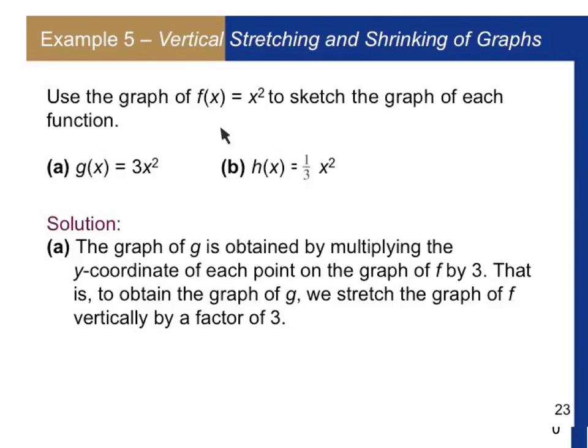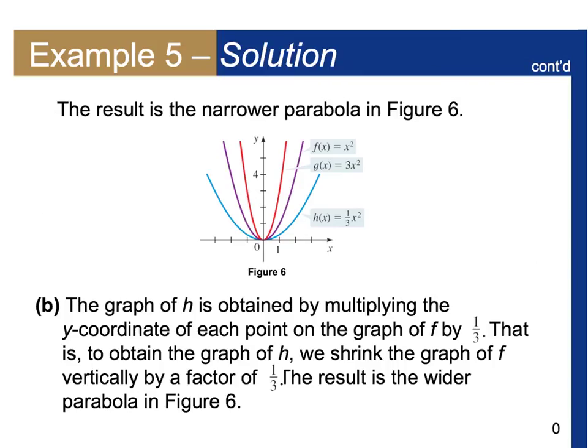Okay, so we're going to start with x squared, and we're going to look at the graph of 3x squared. So here our c is bigger than 1. So we're going to stretch the graph of f vertically by a factor of 3. Then we're looking at 1/3 x squared. Here our c is less than 1, between 0 and 1. So we're going to shrink our graph down by a factor of 1/3.